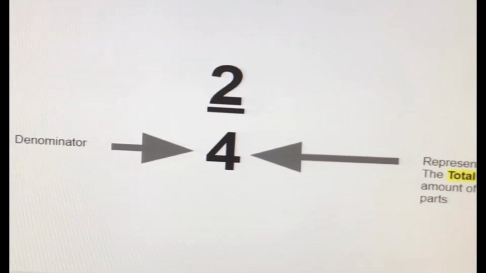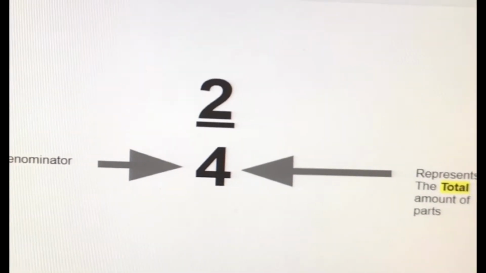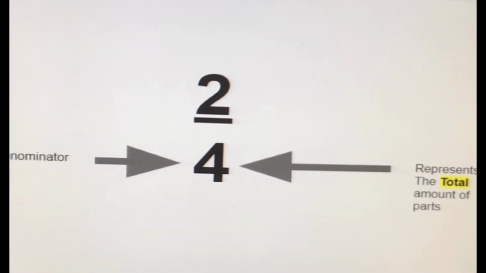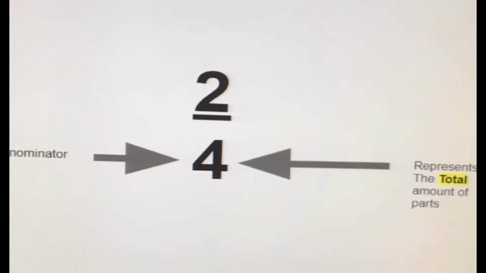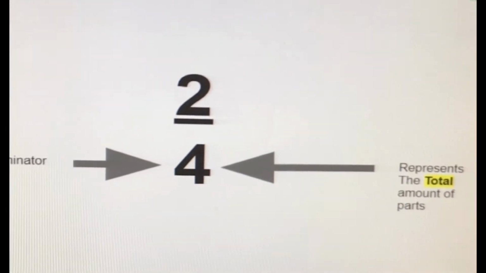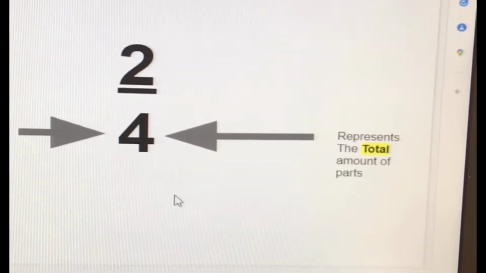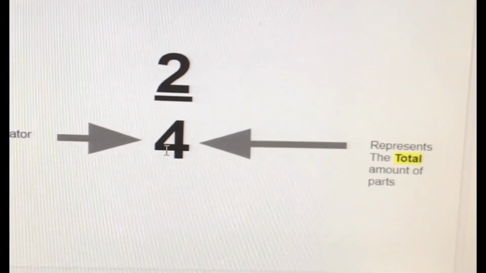I'm actually going to count the number of slices. 1, 2, 3, 4. So we have 4 total slices of cake. 2 of them have gray frosting, 2 of them have green frosting, but the total amount of slices of cake that we have is 4, and that is what the denominator, that is what the bottom number represents.